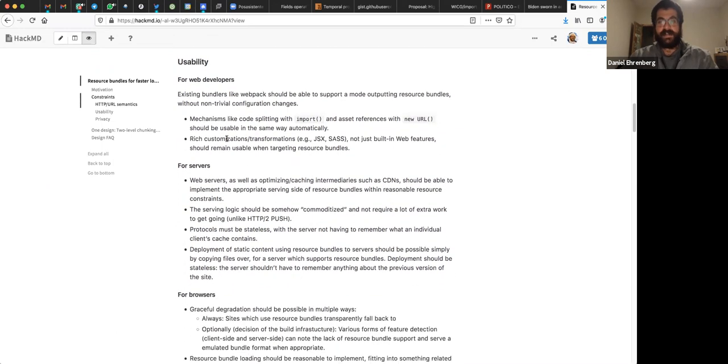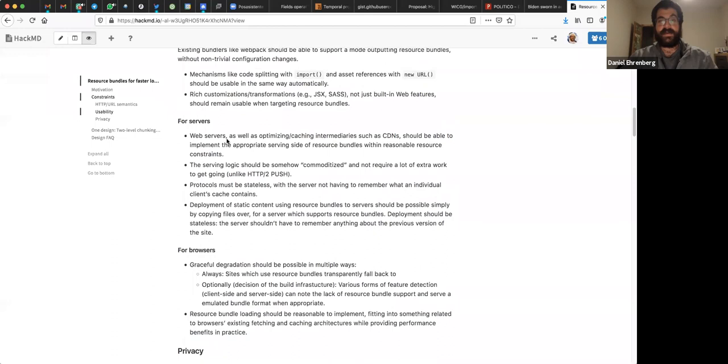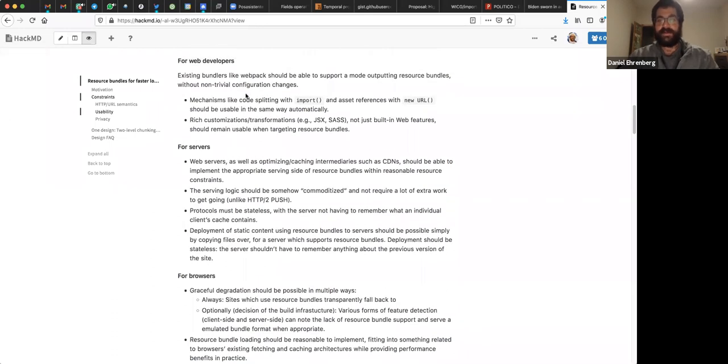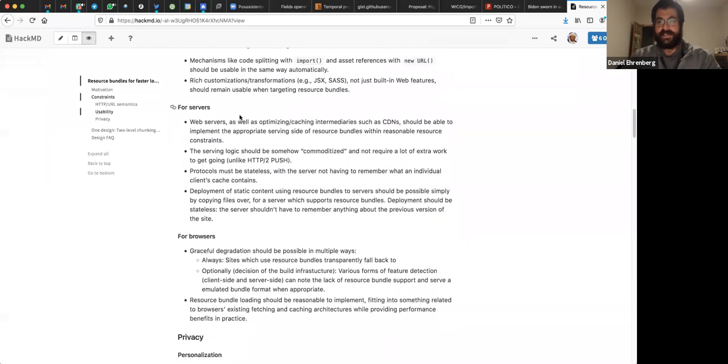For web developers, I think we want to make this fit into people's existing flows. People use bundlers today, and they have code splitting mechanisms and asset reference mechanisms. Some things they do are standard, some things are not standard. That could all just work. For servers, it has to be implementable on servers. We can't do something that's too expensive or impractical to implement, or that takes a lot of extra work for logic or state. And hopefully deployment for static content stays like you just copy certain static files onto the server.